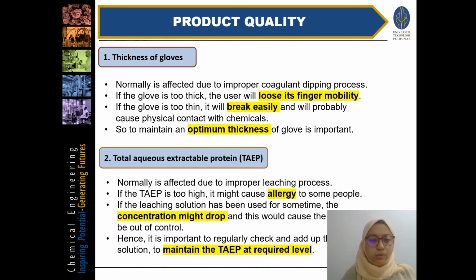The second one is total aqueous extractable protein, which is usually affected by an improper leaching process. A longer leaching process can wash out the residual latex protein more effectively. However, it might cause some allergy to the user if the TAEP is too high. The concentration might drop if the leaching solution has been used for some time, which causes the TAEP to be out of control. Hence, to maintain the TAEP at the required level, it is important to regularly check and top up the leaching solution. Next, I'll pass the floor to Henry.